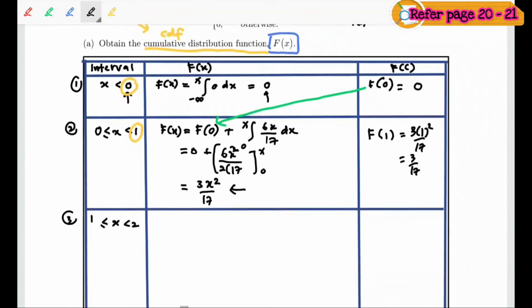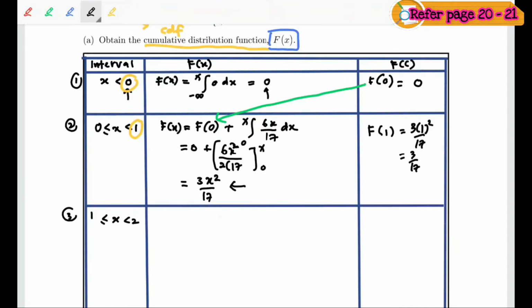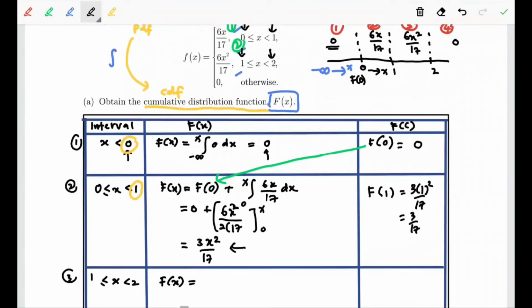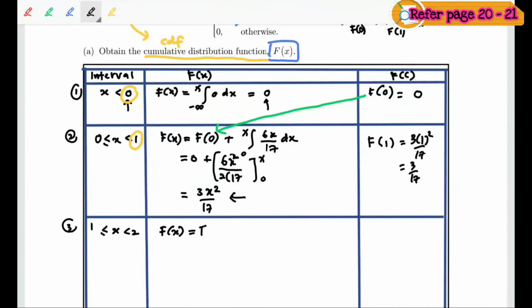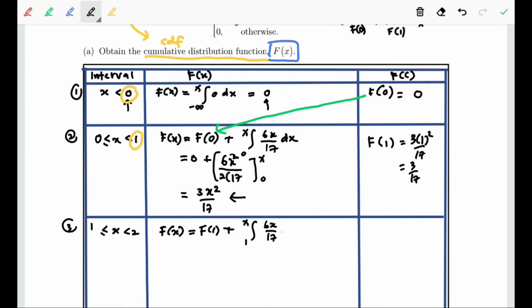Then, continue with the next interval. For the third interval, we're going to write F of x equals the integral from 1 until x. But you have to remember that before entering this interval, we have accumulated from the beginning. The accumulation up to 1 is referring to F of 1. So we're going to write F of 1 plus the integral from 1 until x of the function 6x over 17 dx.